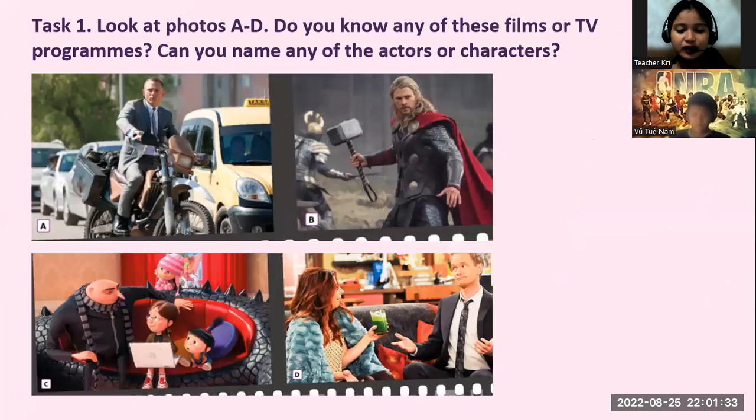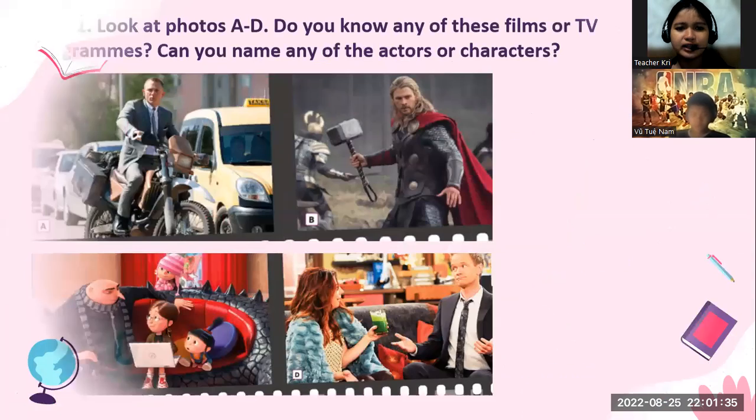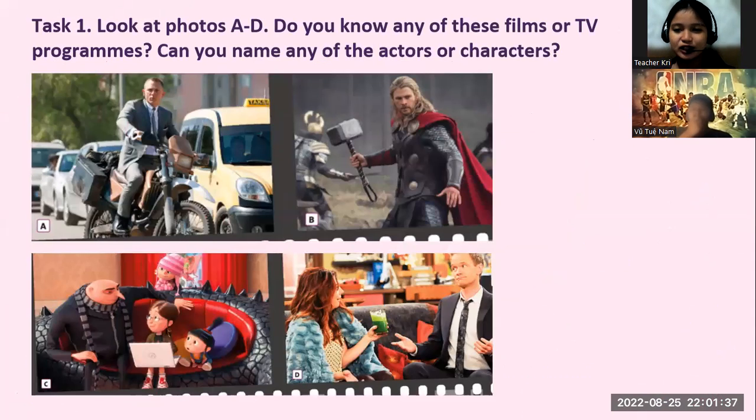All right, so let's have here task number 1. Please look at the photos A, B, C, and D. Do you know any of these films or TV programs? Yes. Okay, so can you name any of the actors or characters?